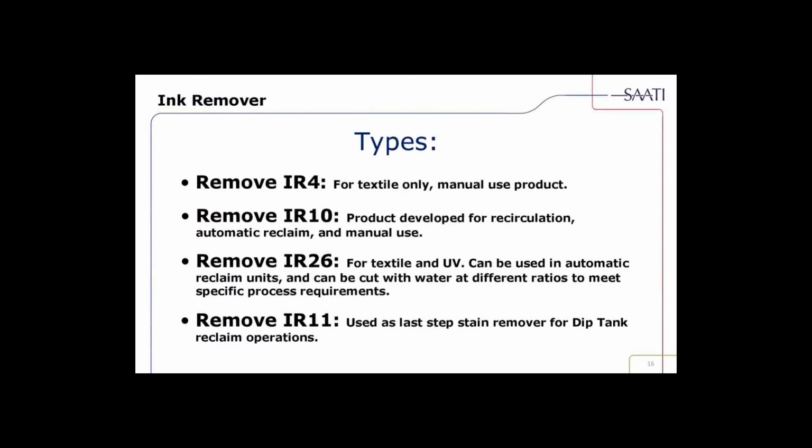Here are the Saati product recommendations. And also, for those of you thinking about this, and it's been asked many times, what do the numbers mean? They honestly don't mean anything other than when they were manufactured in the process of our manufacturing. IR4 is one of the first ones that we built when we came over here 12, 13 years ago. It is for textile use only, used in a manual application.